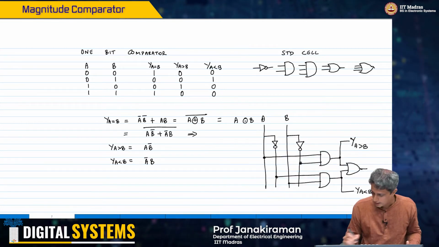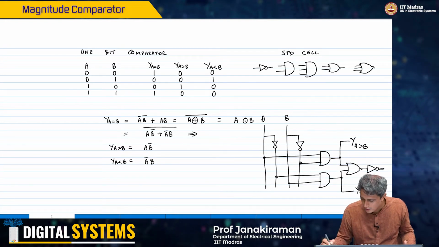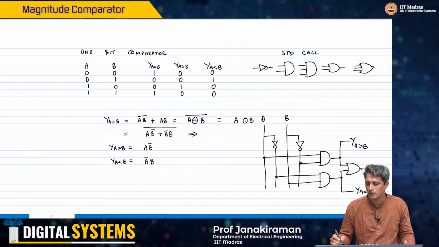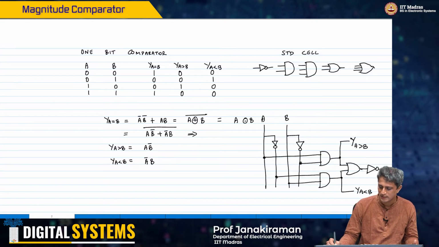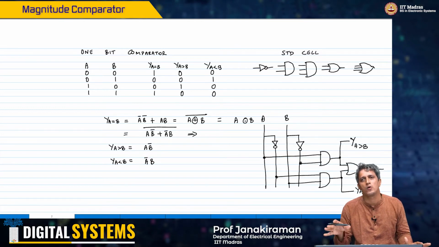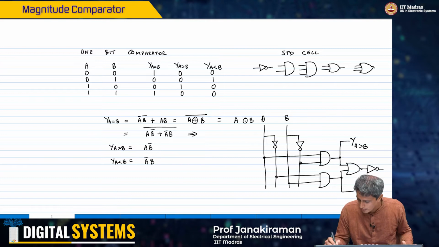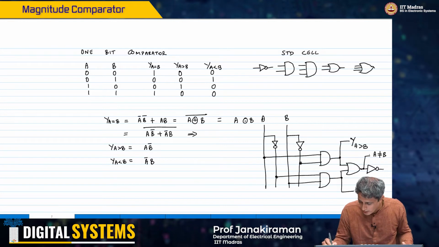You can then pass this through an inverter, because the XOR, doing an OR of A greater than B or A less than B, is still A is not equal to B. That's all we are saying. So this output is actually A not equal to B, and if you invert it, you will get Y A equal to B.